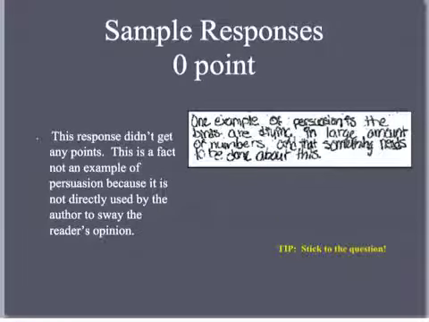This is an example of a response that scored 0 points. From the response, we can see the person wrote down, one example of persuasion is the birds are dying in large amounts of numbers and that something needs to be done about this. This is a fact. It's not an example of persuasion because it's not directly used by the author to sway the reader's opinion. Remember, use URTOPS to stick to the question.